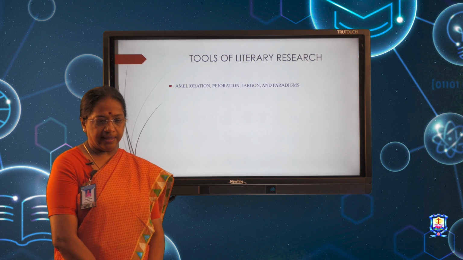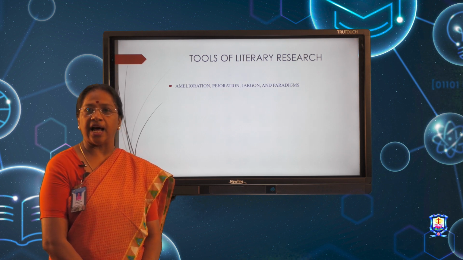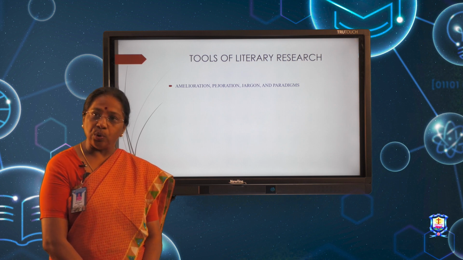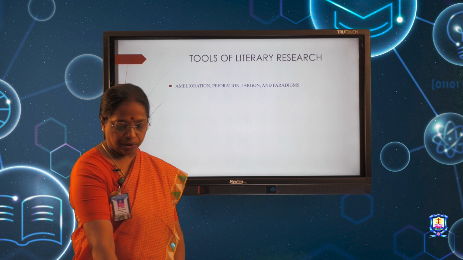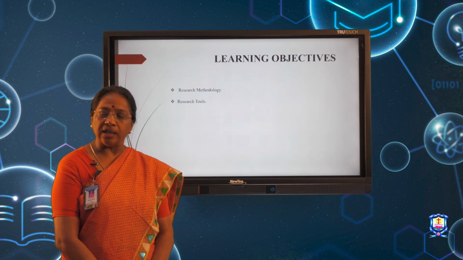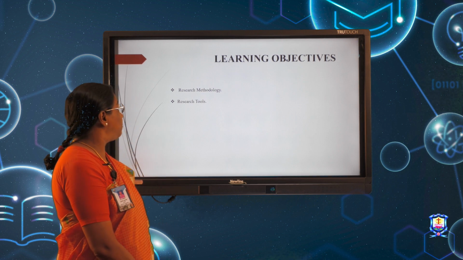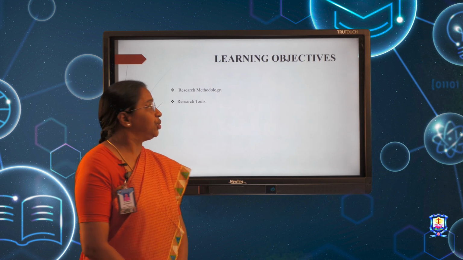Learning objectives. It depends on research methodology. A student can understand the nuances of research methodology and tools used for doing research, especially language. A student can understand the nuances of research through the research tools, and it is especially helpful for research methodology.